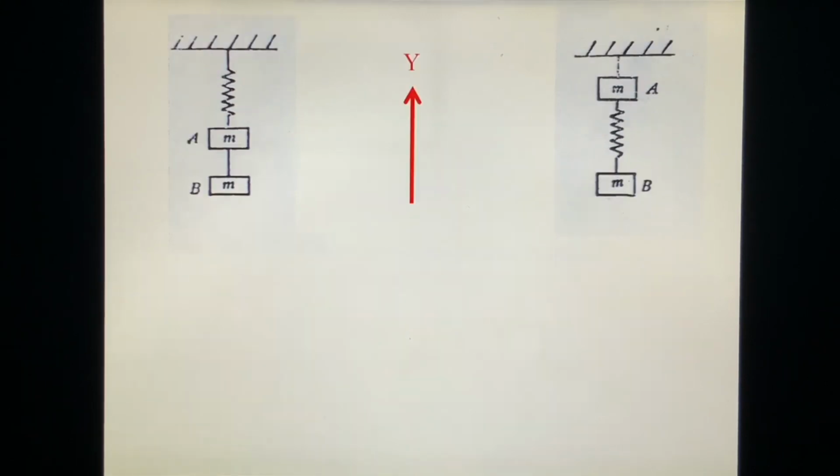Let's assume the direction y is upward. We look at this.